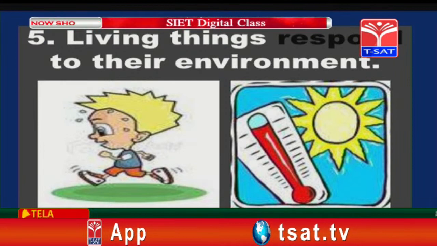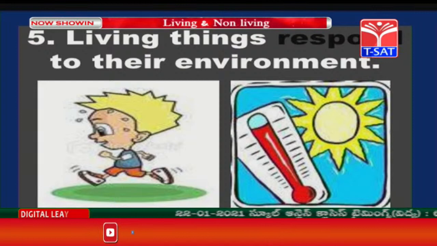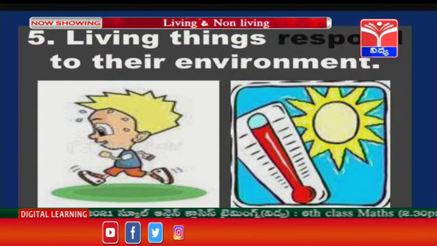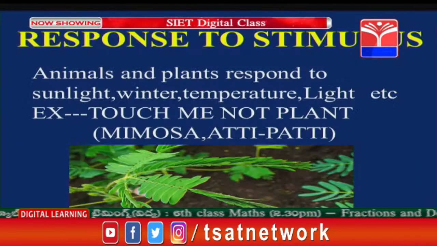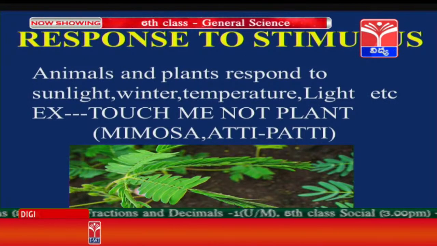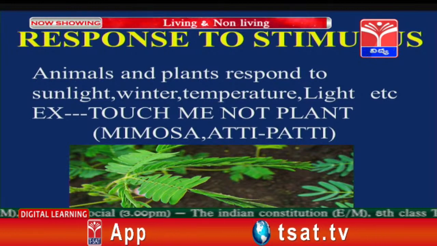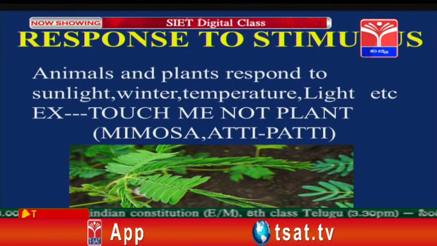When it is very cold, we will be wearing woolen clothes. So, according to the environmental change, there is a response in the case of living organisms, a response to the stimulus. Stimulus here means whatever changes are happening. So, animals and plants respond to sunlight, winter, temperature, light, etc.